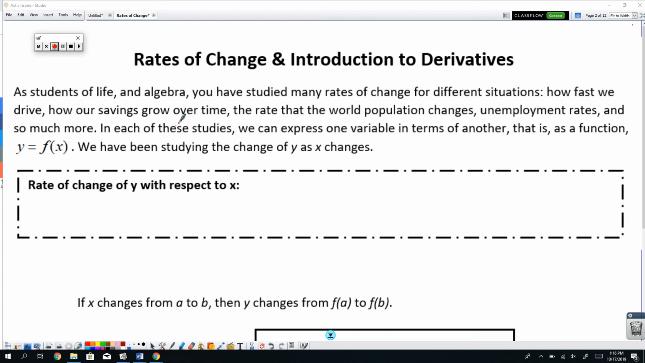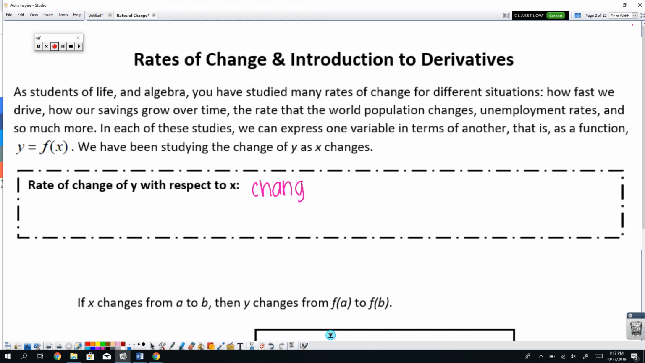Okay, so what it says is, as students of life and algebra, you've studied many rates of change for different situations. How fast we drive, how our savings grow over time, the rate that the world population changes, unemployment rates, and so much more. In each of these studies, we can express one variable in terms of another. That is, as a function, y equals f of x. We have been studying the change of y as x changes. So the rate of change of y with respect to x, which we can write like this.